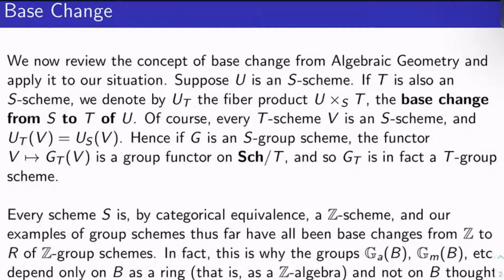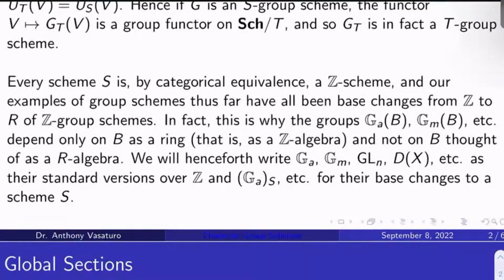You probably expected this to happen, right? Every scheme is, of course, by categorical equivalence, a Z scheme because every ring is a Z algebra. And our examples of group schemes that we've gone over in the previous videos so far have all been base changes from Z to R of Z group schemes. And this is really why the groups G sub A of B, G sub M of B, etc., only depend on B as a ring, that is, as a Z algebra, because of this comment here. They don't depend on B thought of as an R algebra.